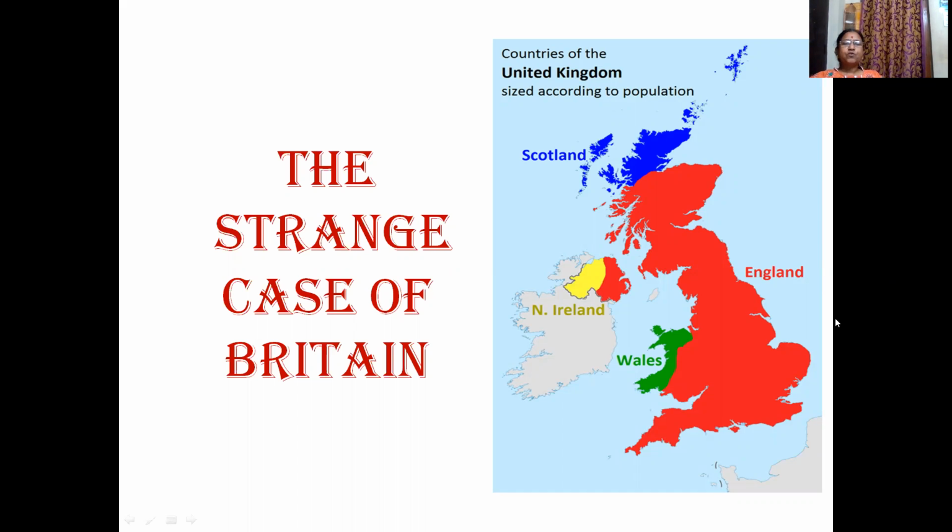The countries of the United Kingdom, we can see in this map, comprised of England, Scotland, Wales, Northern Ireland, and also the Republic of Ireland. We will see how Britain incorporated these regions one by one.